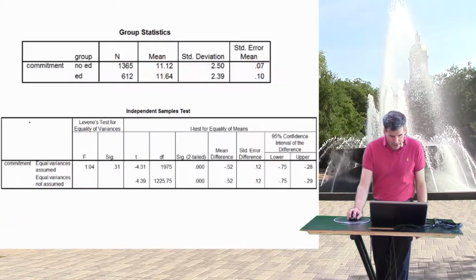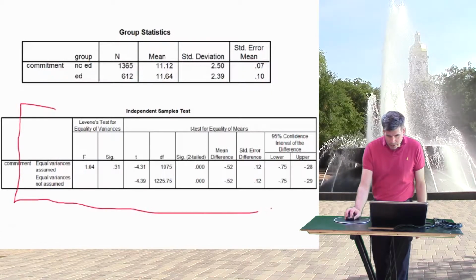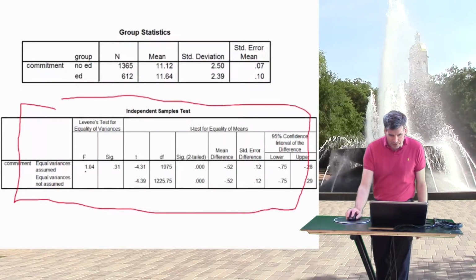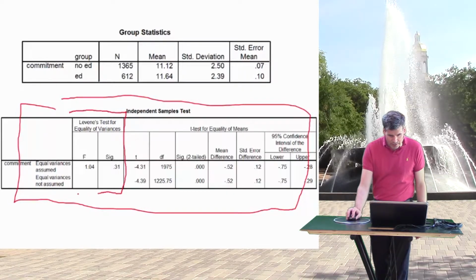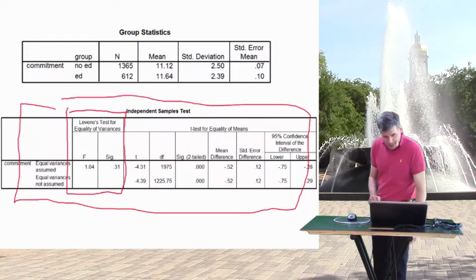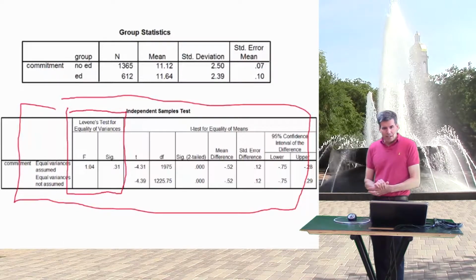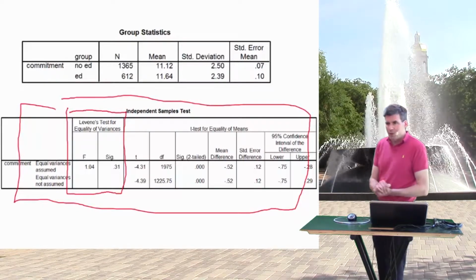Let's look down here, this lower section. What do we have down here? The very first thing on the far left, it says Levene's test for equality of variances. And you want to note that that is not our t-test. This is the test for equality of variances.